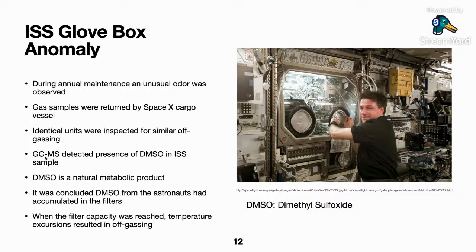So the gas chromatograph mass spectrometer detected the presence of dimethyl sulfoxide, DMSO, in the International Space Station sample. Now, what we learned is that DMSO is a natural metabolic product. We are all producing it. It's what gives us what is referred to as bad breath. If someone has breath that is unpleasant, it's probably due to dimethyl sulfoxide. It was concluded that the DMSO from the astronauts had accumulated in the filters. We found out the filters had not been changed in 14 years.